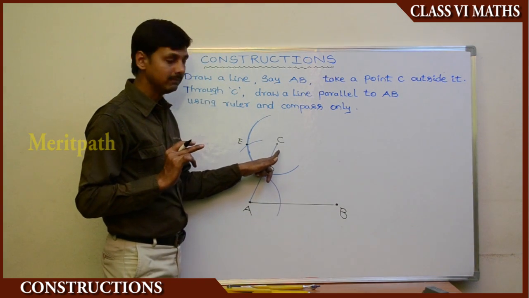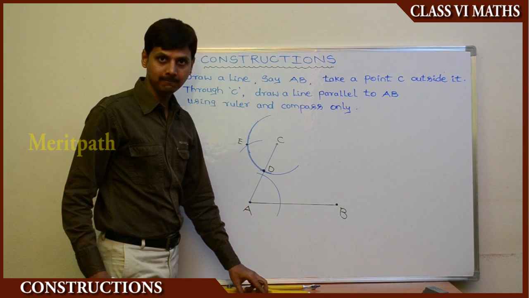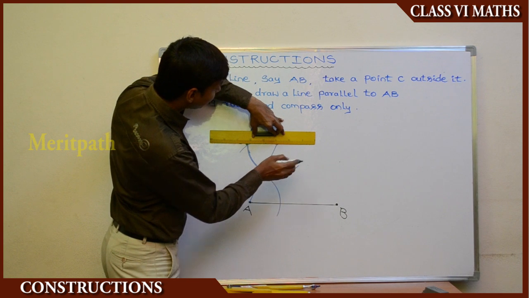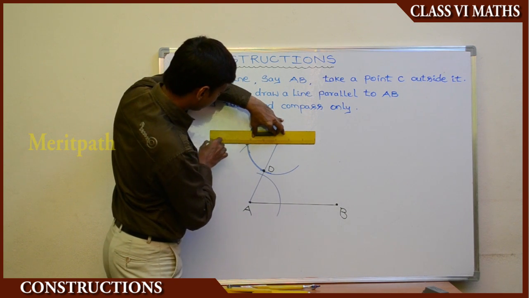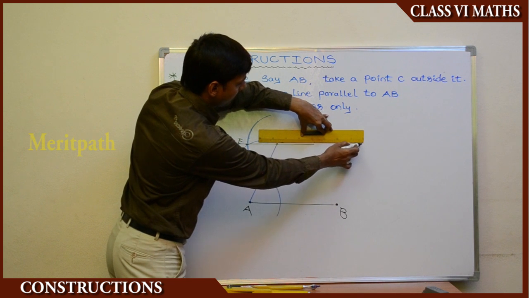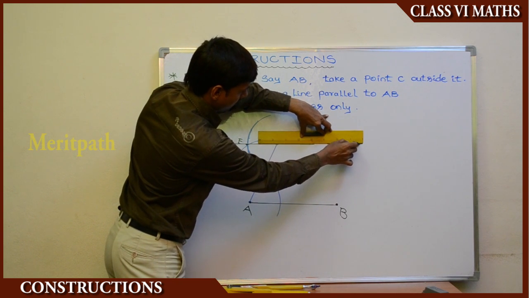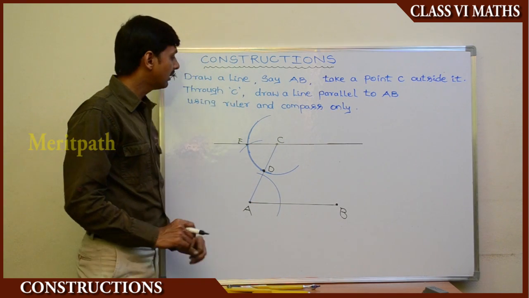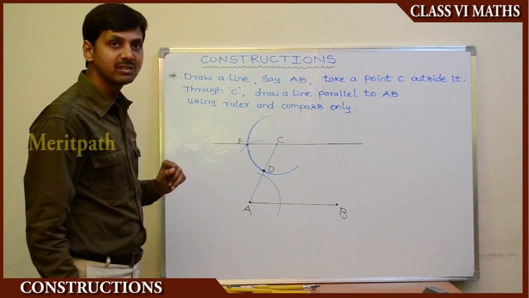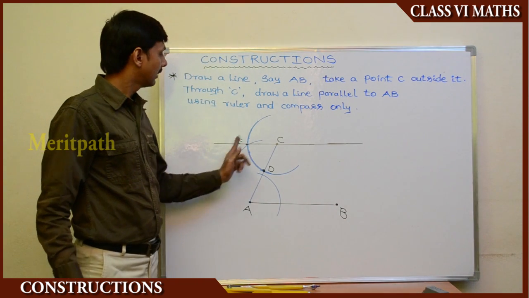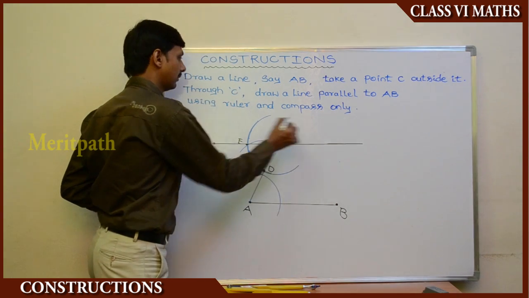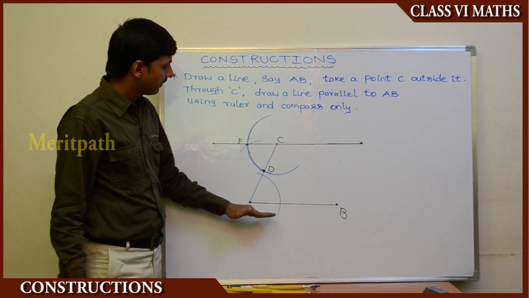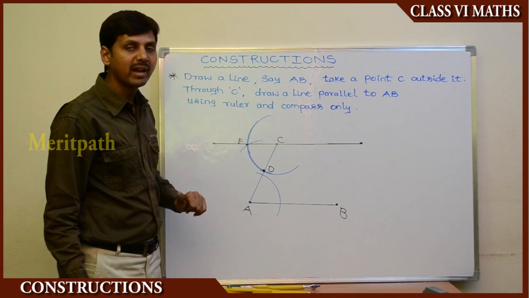Already we have drawn it at the start. So let's join C and E, and extend this line. We have extended this line. Now let's observe the line which is parallel to AB is EC, extended. We can name it L, or with two letters also we can represent it. So AB is parallel to EC. These two lines are parallel to each other.